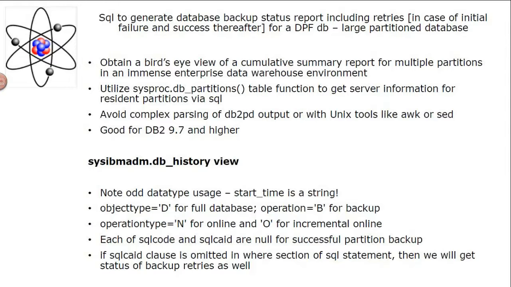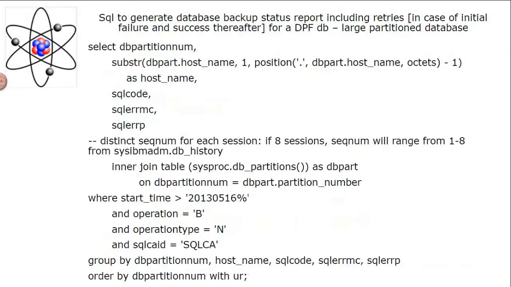And there are some odd nuances with the SYSIBMADM.DB_HISTORY view. The start times and end times are strings instead of timestamps, so again, you have some manual parsing there. You have some nice flags to help you out, like if you're doing a full database backup and if you're doing an online backup. And you can query some helpful fields in the view like SQLCODE and SQLCAID to indicate success, and then more details for the SQL error and other such fields.